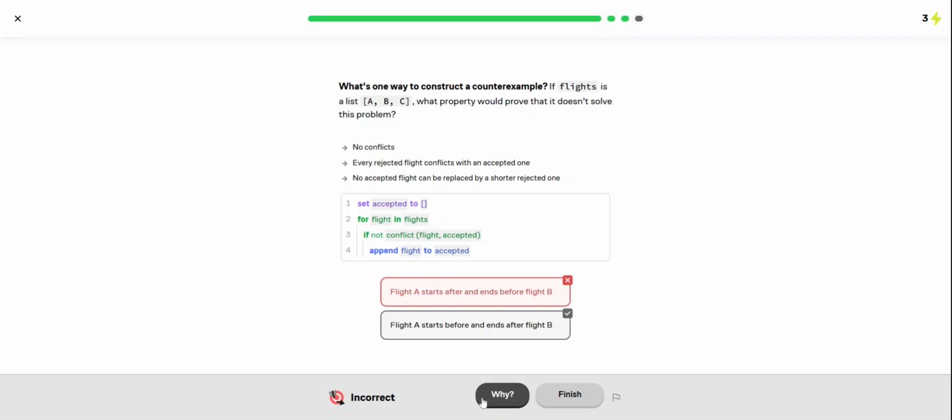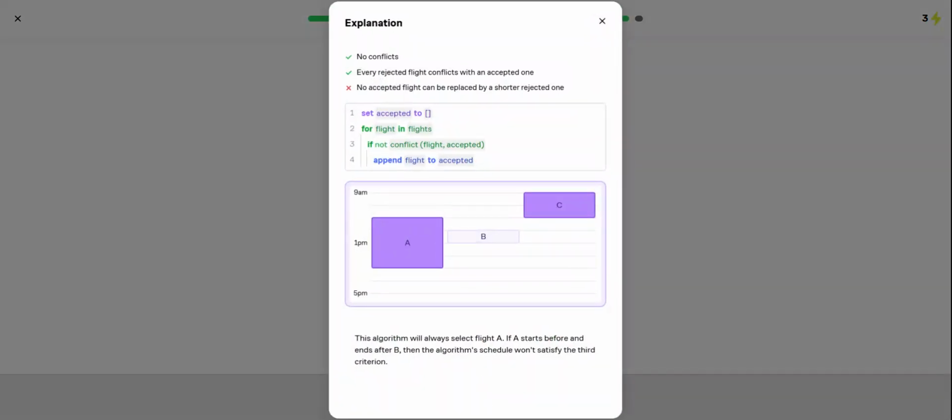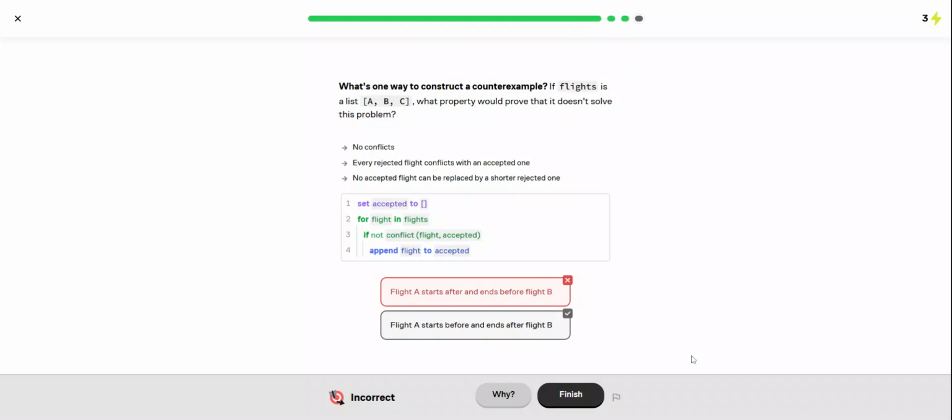Let's see why for its reasoning. The algorithm will always let flight A start before and end after flight B. Won't satisfy the third criterion. Oh yeah, A, B, and C. B is shorter than both A and C, so the third criterion, like shorter rejected 1 to be replaced by A, would not be met. Just a minor mistake that I did not recognize how it works.